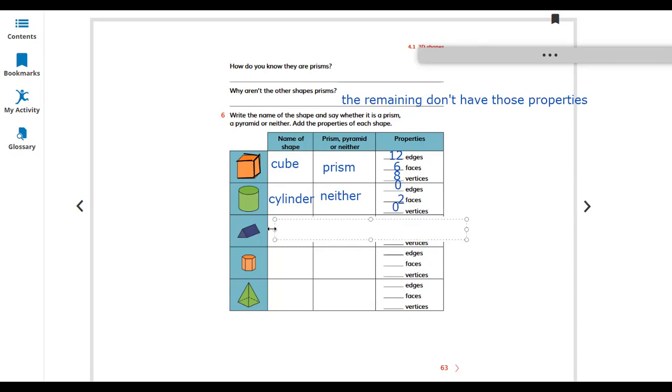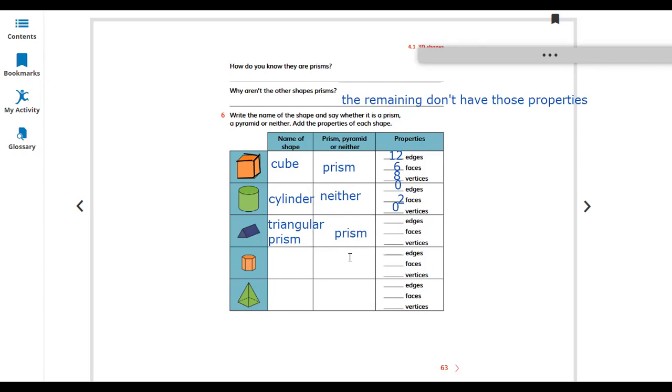The third one, triangular prism. We are writing triangular prism. Obviously, it's a prism. Okay, after this, their properties.